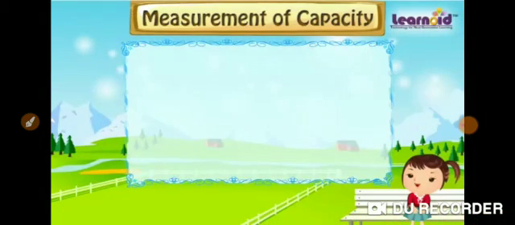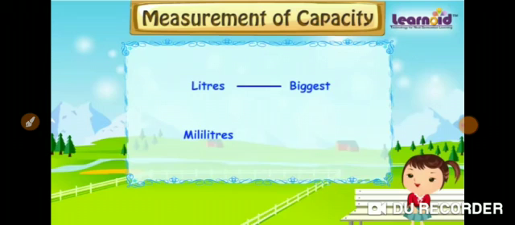Today we'll be revising measurement of liquids from your EVS textbook, chapter number 4, Water, a Wonderful Liquid, page number 18 and 19. So, dear Goinkans, as such, we know that whenever we want to measure liquids, we measure them with the volume, and the volume of liquid is measured either in liters or in milliliters. Among the two, liters is the bigger quantity and milliliters is the smaller one.